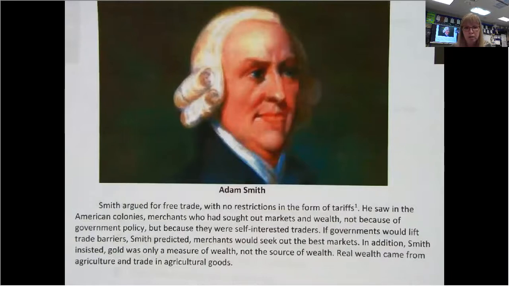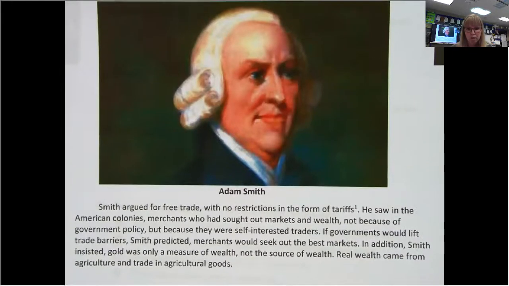He saw in the American colonies merchants who had sought out markets and wealth, not because of government policy, but because they were self-interested traders. If governments would lift trade barriers, Smith predicted, merchants would seek out the best markets. In addition, Smith insisted, gold was only a measure of wealth, not the source of wealth. I don't mind taking some gold. Real wealth came from agriculture and trade in agricultural goods, he said.